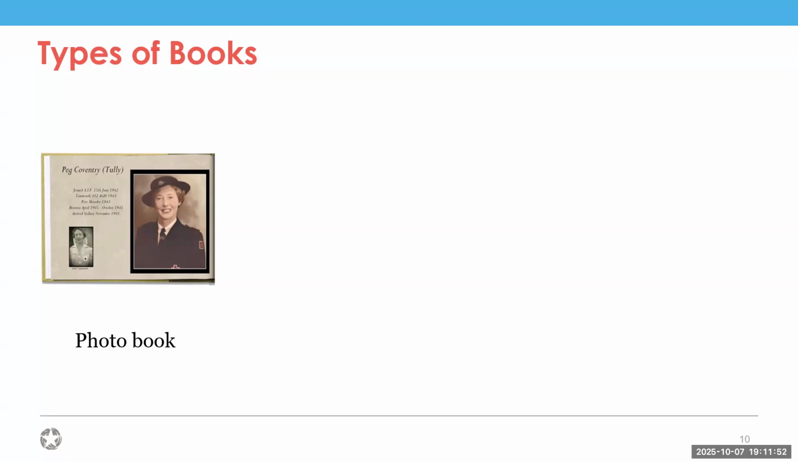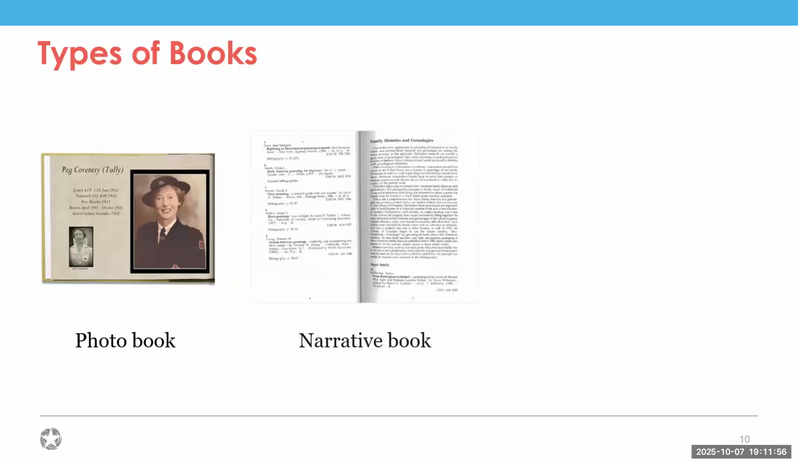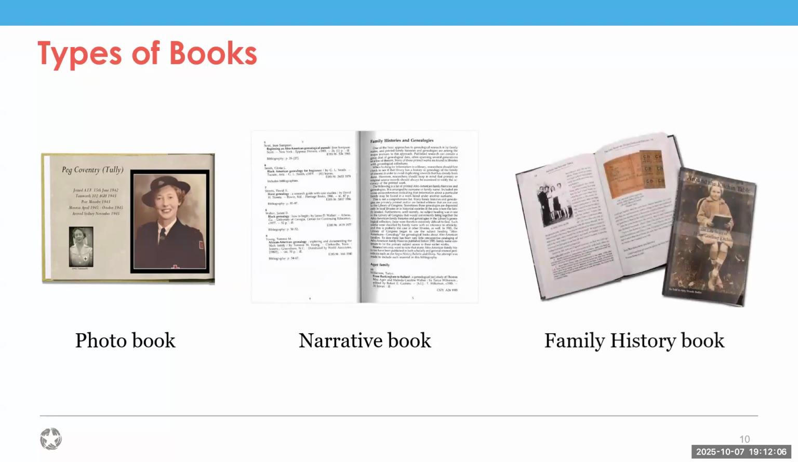So that's like Sarah had mentioned. Maybe you keep it short and something readable in one sitting. Maybe a short narrative book like that. And then you have the family history book. So that's a balance between the photo book and a narrative book. These are kind of broad categories here.